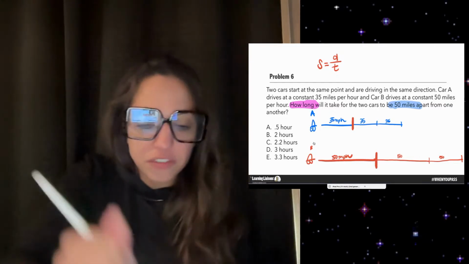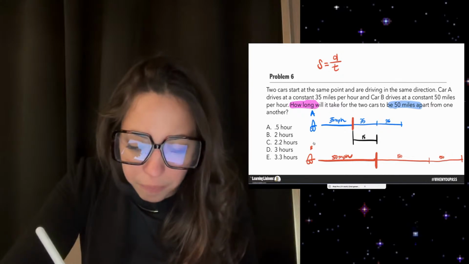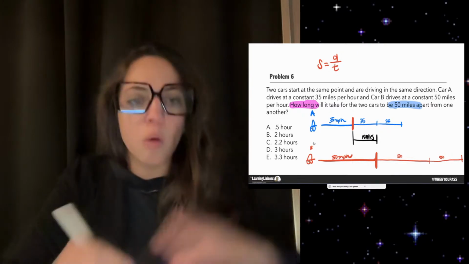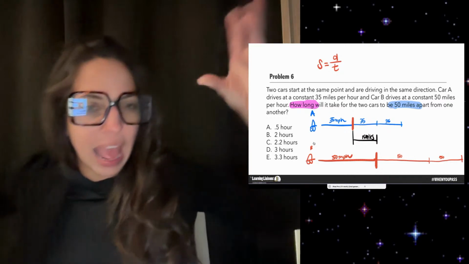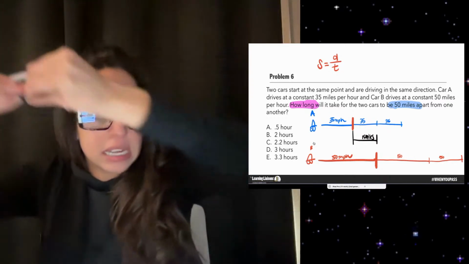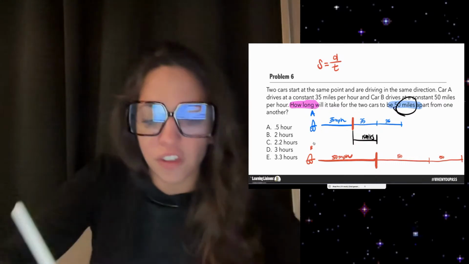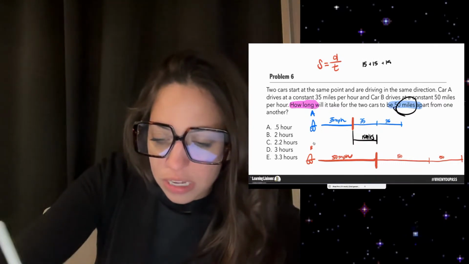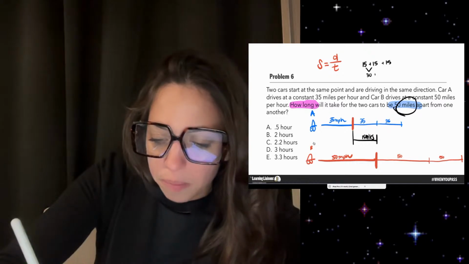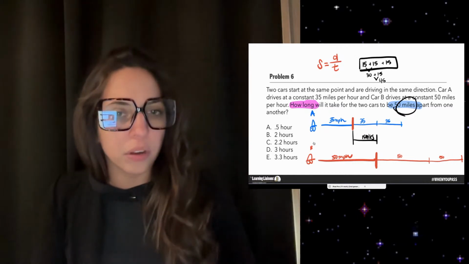15. 50 minus 35. They are 15 miles apart right now. Well, each hour they are going to get 15 miles apart, right? Every hour is going to be 15 more miles. And I want to know how long it's going to take them to get to 50. So 15 plus 15 plus 15. So this is 30 plus 15. This is 45. So it's going to be longer than 3 hours.